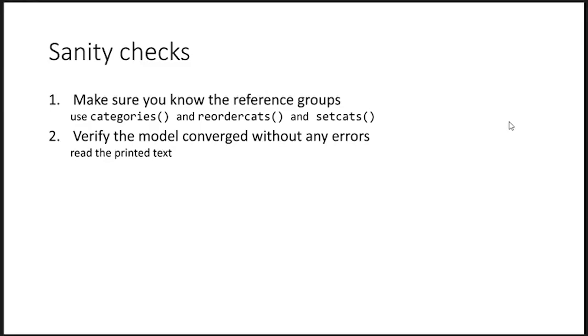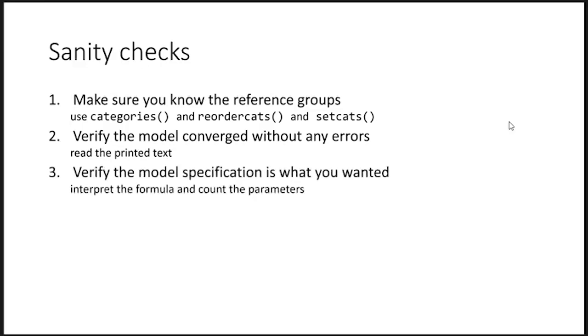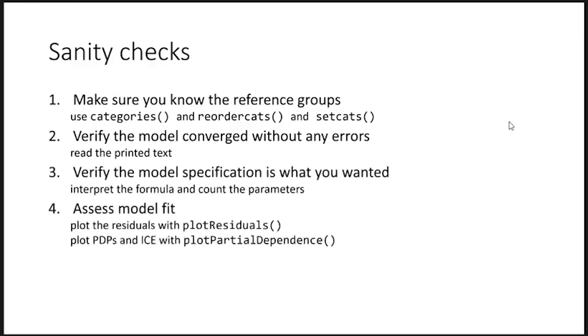So sometimes the model doesn't converge well, and then you get like a printed text warning, the model did not converge. And then you have to see why, and you have to look online for the specific bugs that you have. It could be that you misspecified the formula. It could be that the data is not handled well, or it could be that you're adding too many parameters and it just can't optimize for all the parameters. Okay, classic stuff. Verify the model specifications, what you needed, interpret the formulas, count the parameters, assess the model fit.